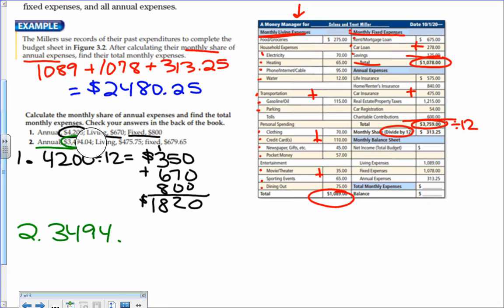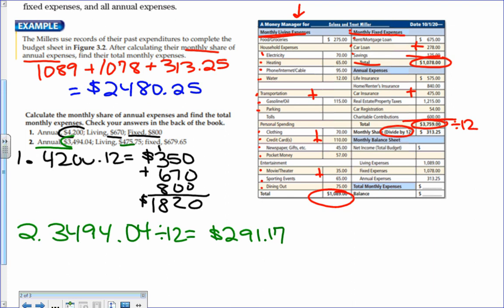Just colored over my number. Divided by 12, because it's 12 months, we're making it behave. It's $291.17. That's our monthly portion for our annual bills.